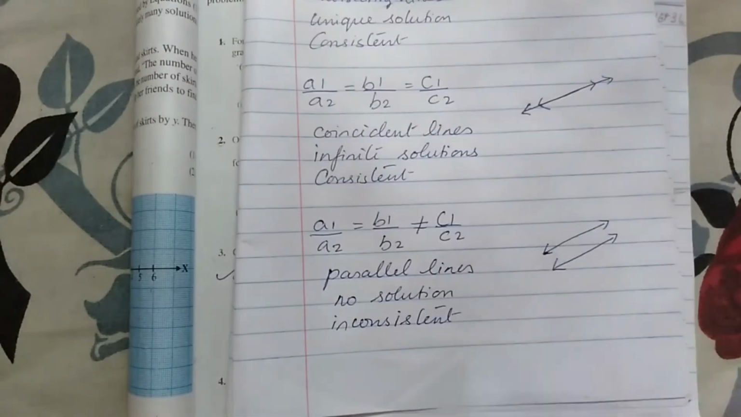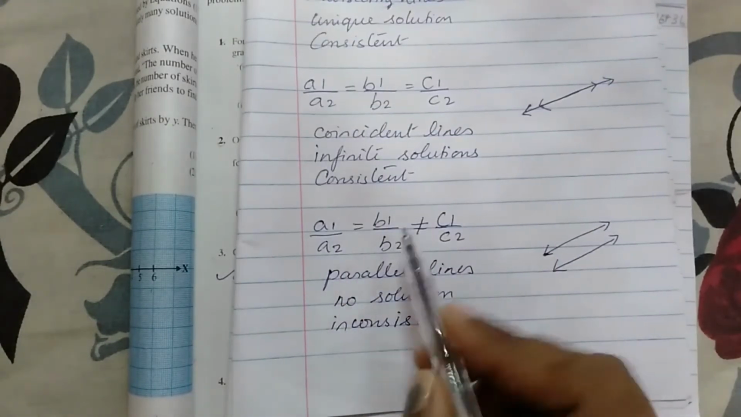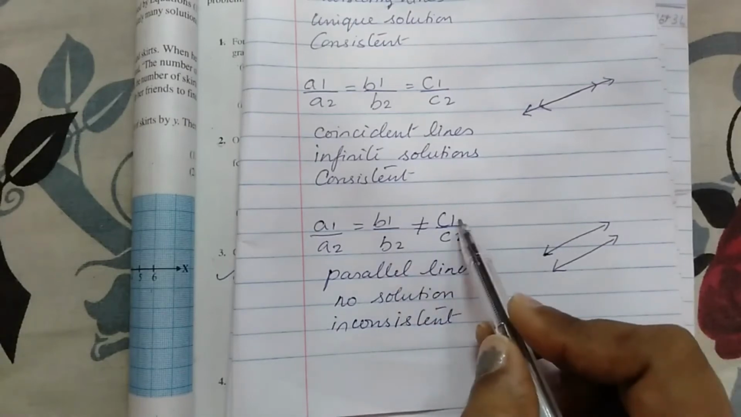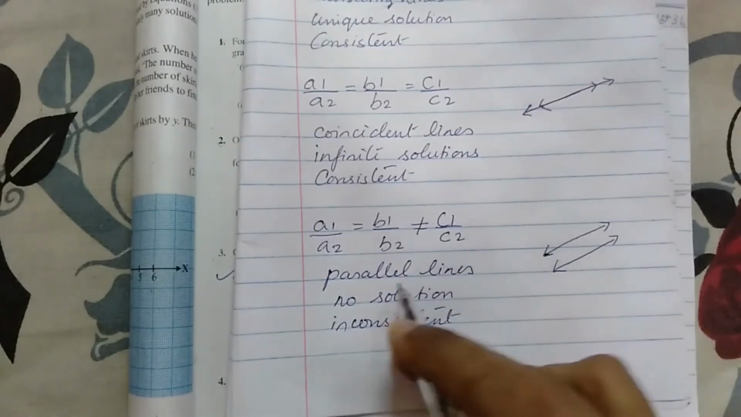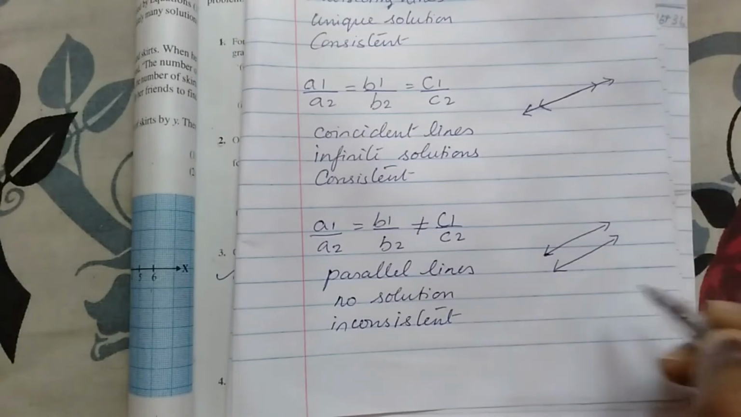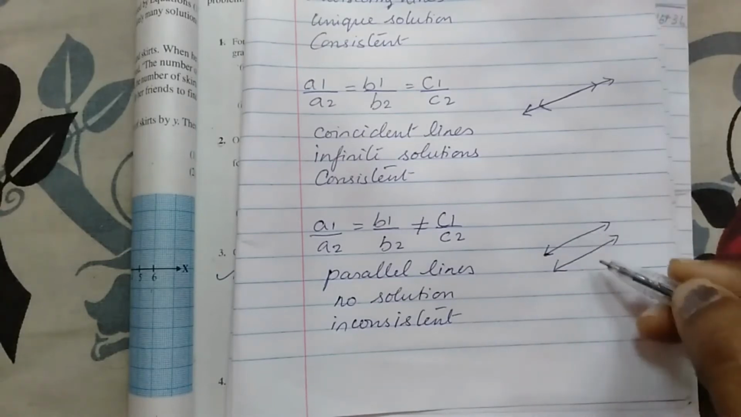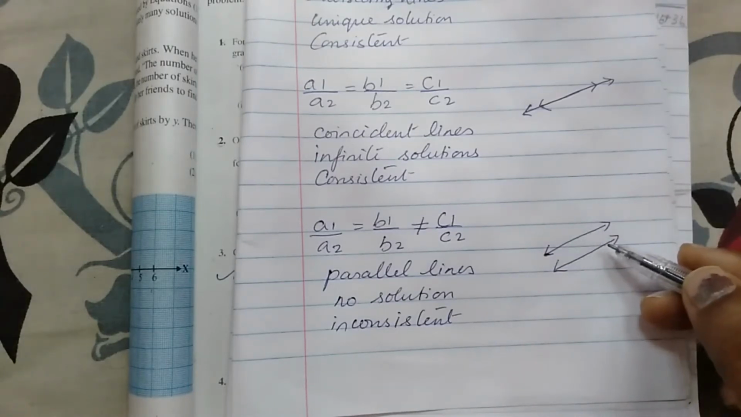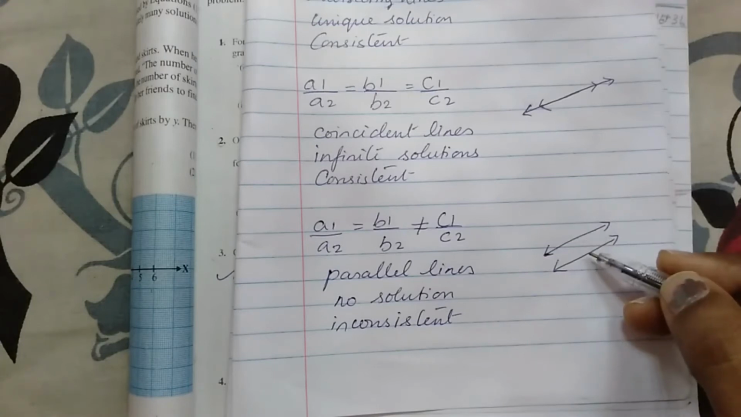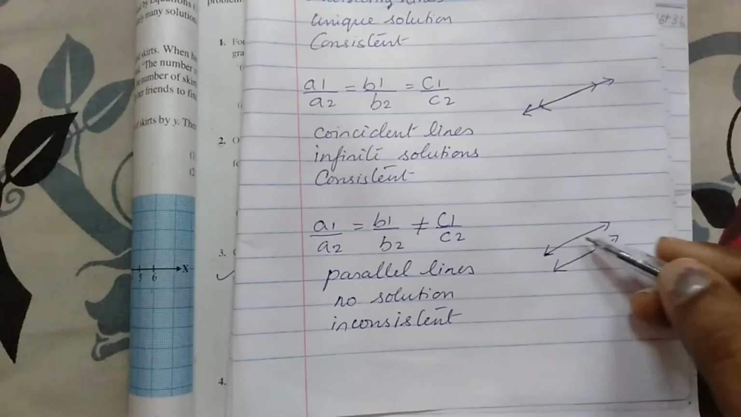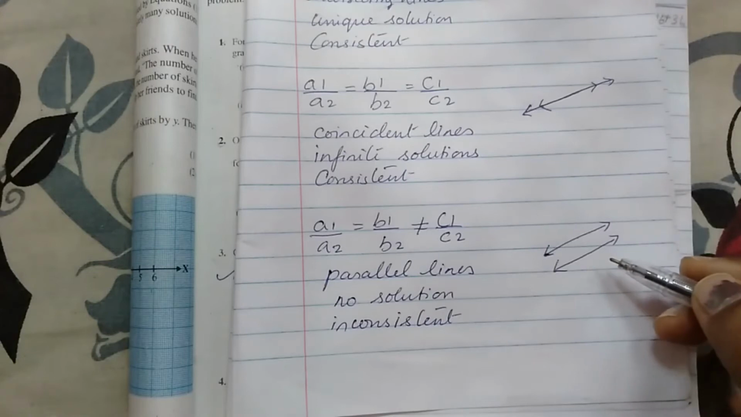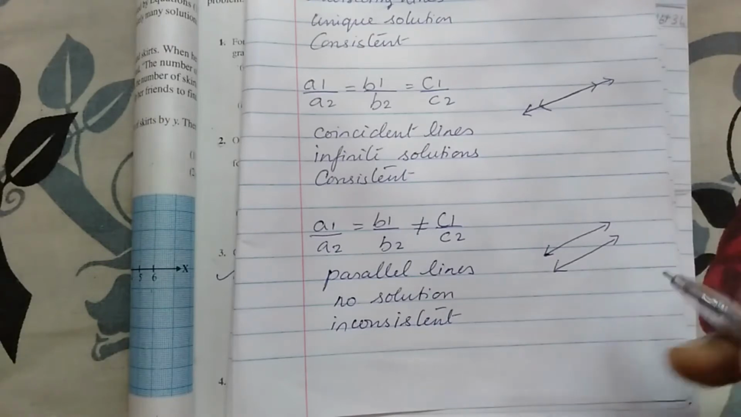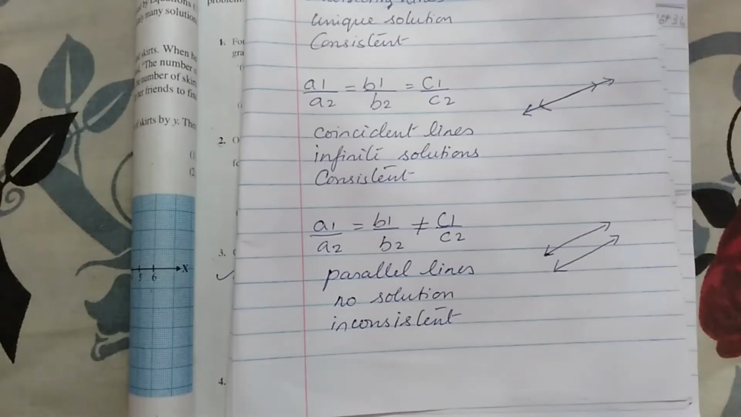The last one is A1 by A2 is equal to B1 by B2 is not equal to C1 by C2. These equations will form parallel lines, meaning they will not meet anywhere throughout. So, they do not give you any solution. I told you that when they do not give you any solution, they are inconsistent. So, these kind of equations will be inconsistent. Got it? Now, let's go to the question.